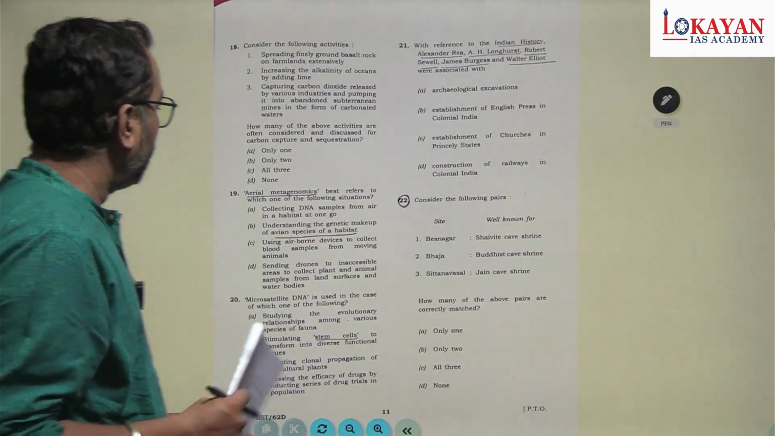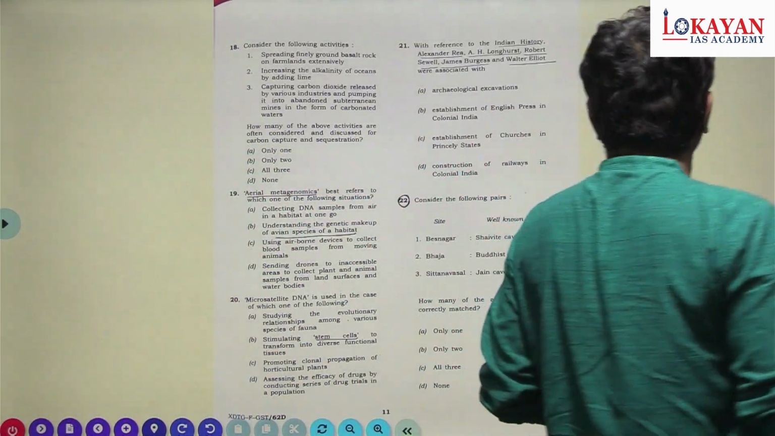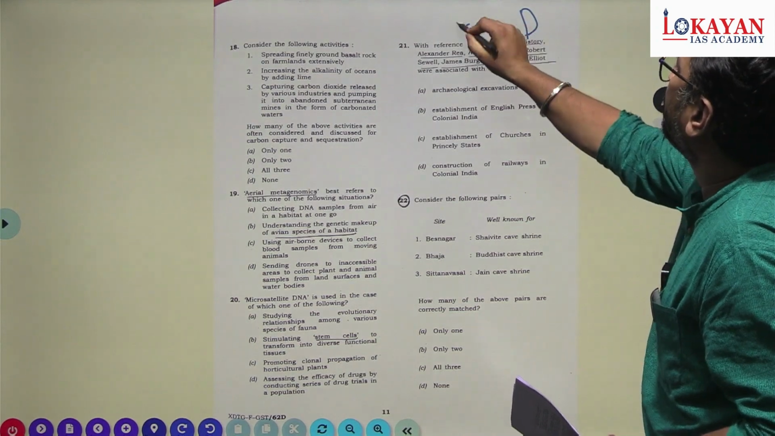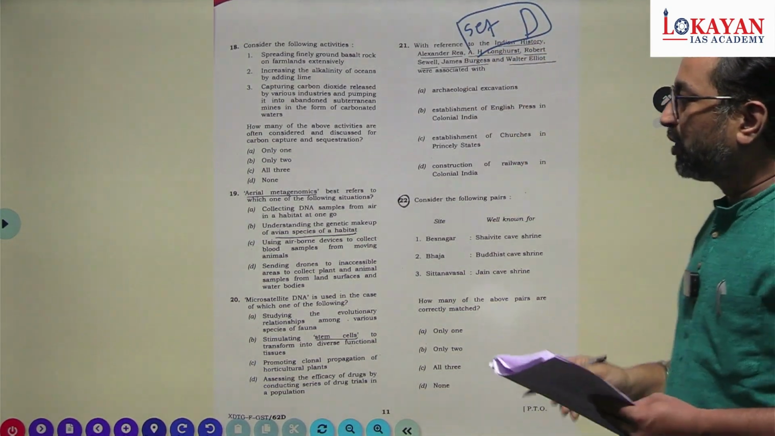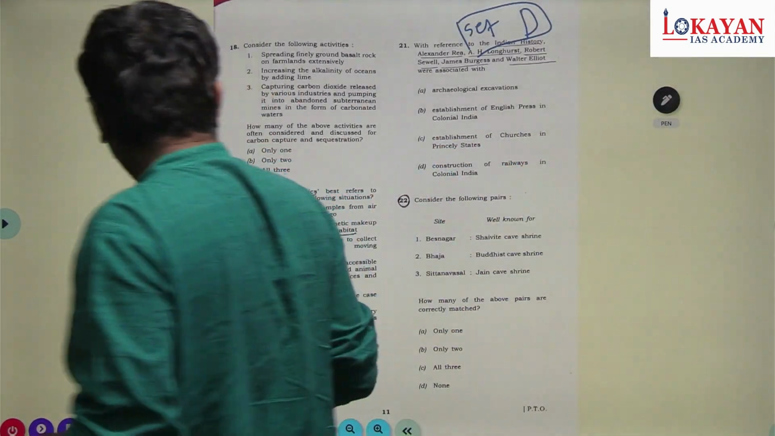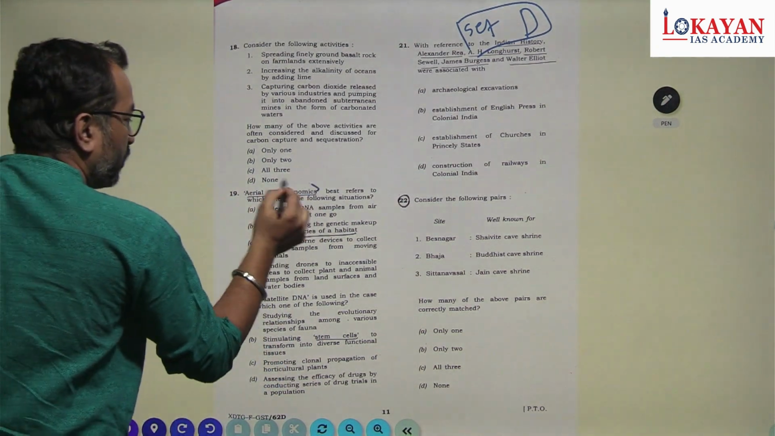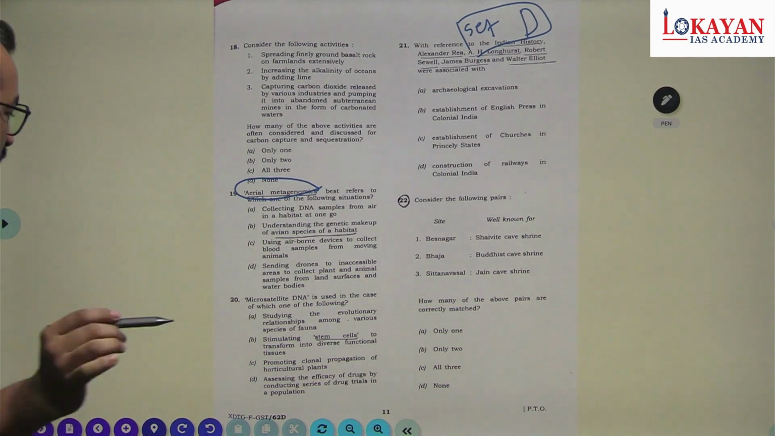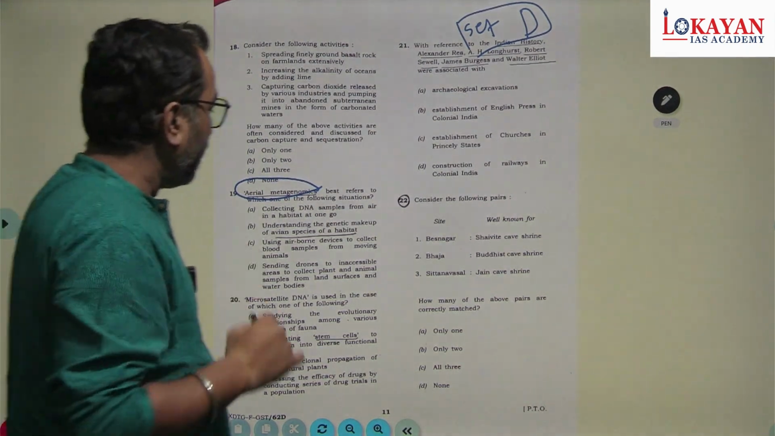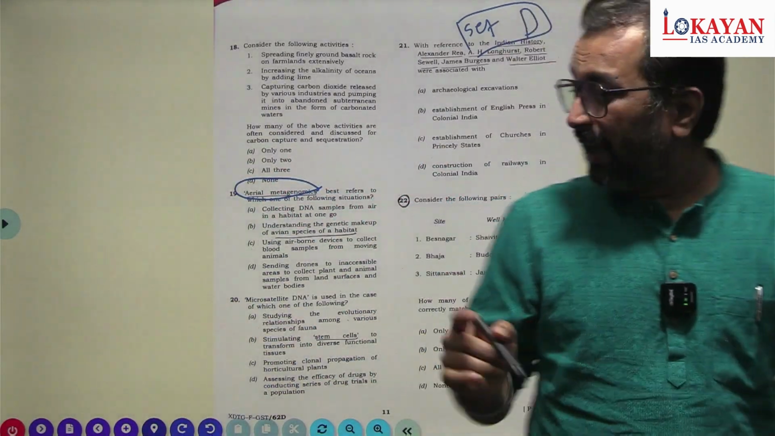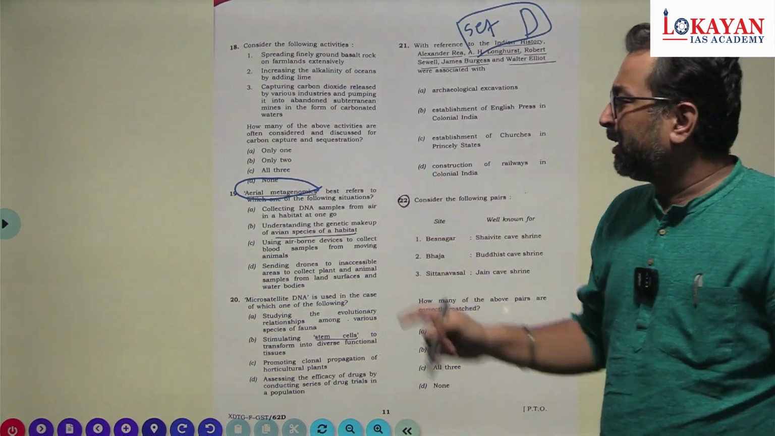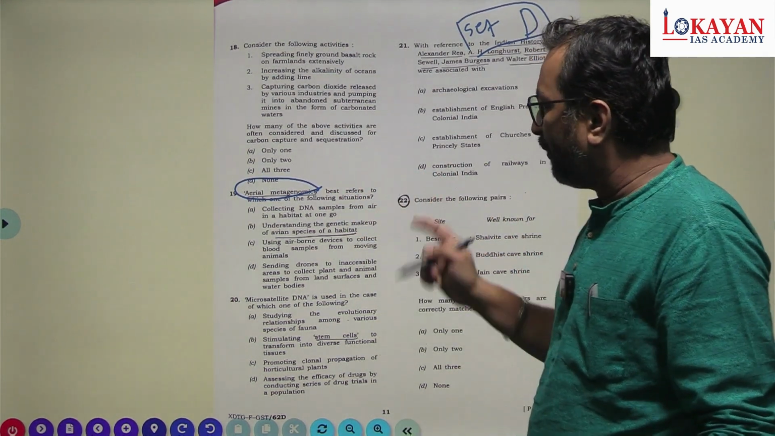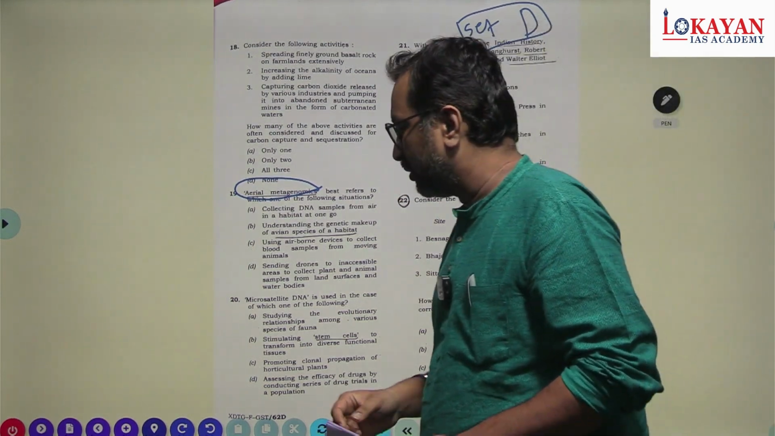Next is question number 19. Remember, this is set D. Question number 19 is again a concept-based question. Question number 20 is again a concept-based question. So question number 19 is aerial metagenomics. Aerial metagenomics best refers to which one of the following situations?